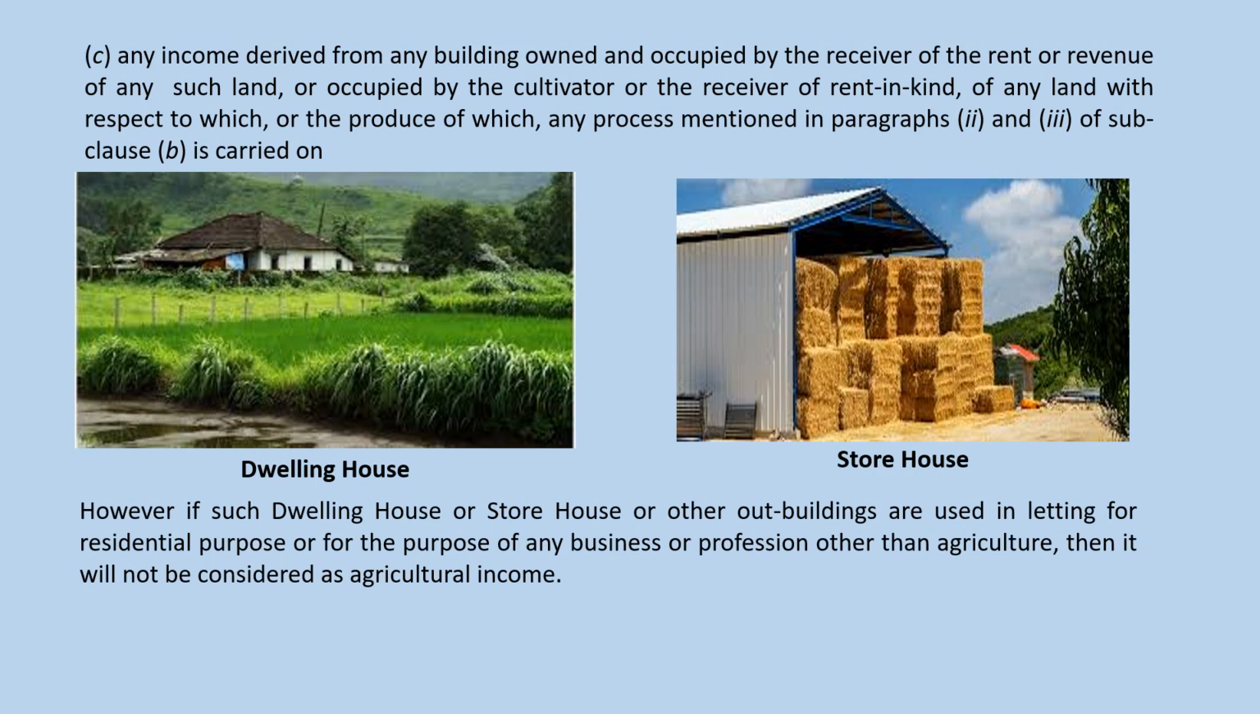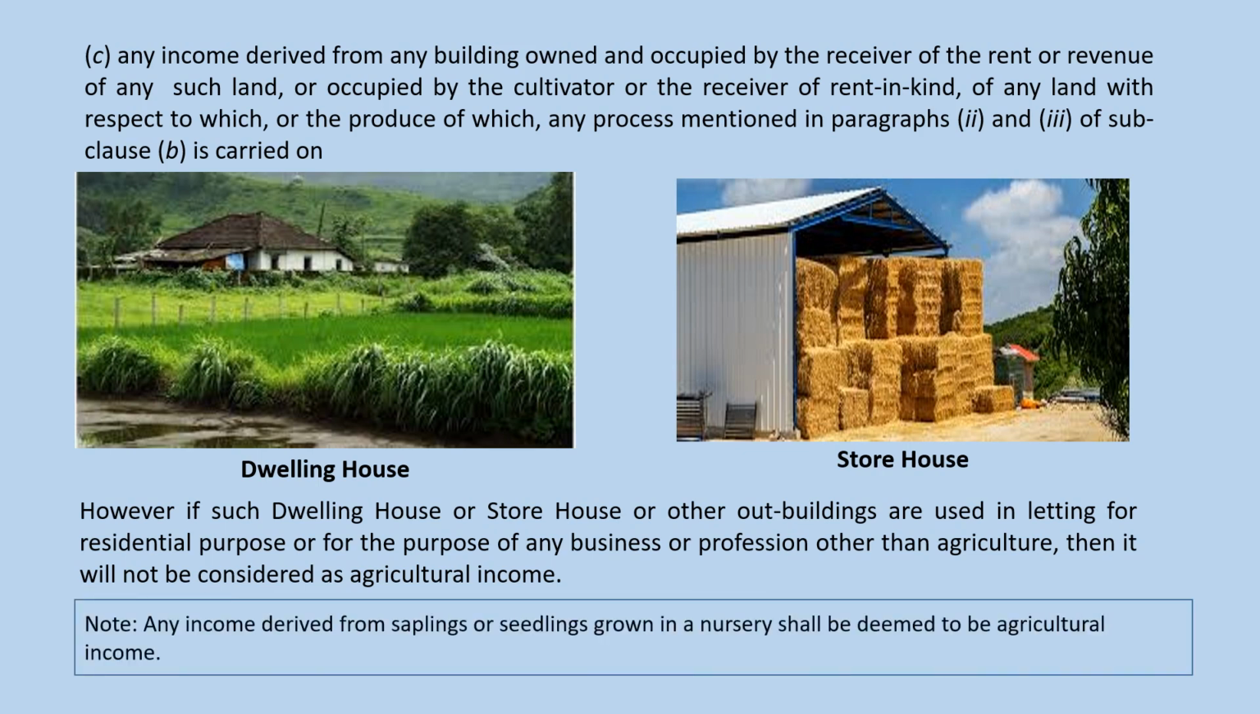One more small point I would like to state is any income derived from saplings or seedlings grown in a nursery shall be deemed to be agricultural income.